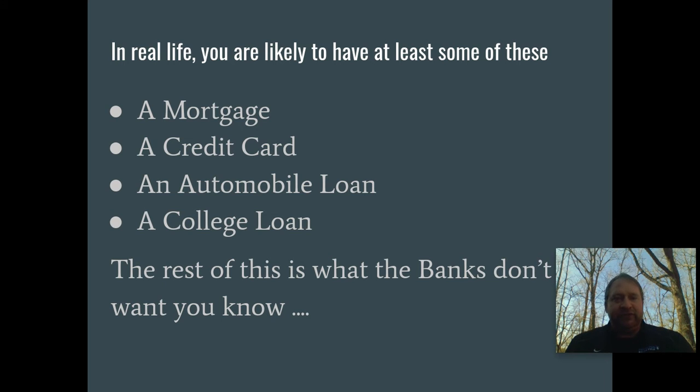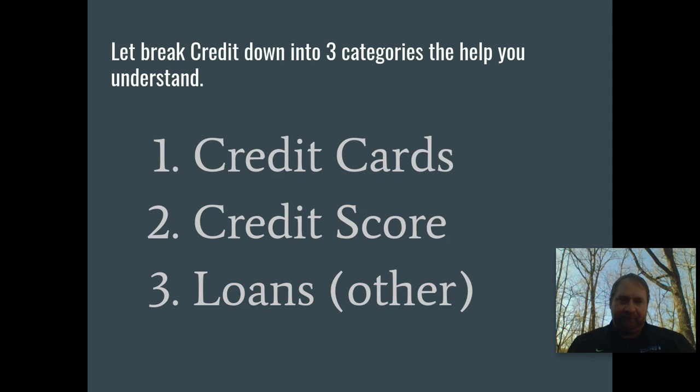So these are the loans you're probably going to have. You're probably going to have a mortgage. If you don't know what that is yet, that's your loan for a house or a home. You're also going to have a loan for a credit card. A lot of people don't see credit cards as a loan, but it is. It's a promise to pay the money back. You might have an automobile loan and you might have a college loan. The rest of this is what banks don't want you to know.